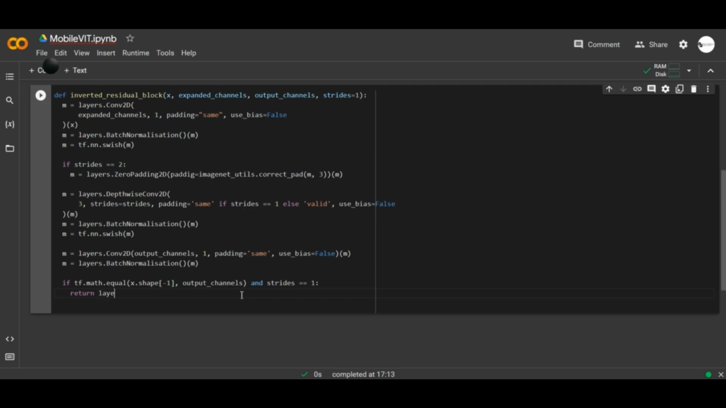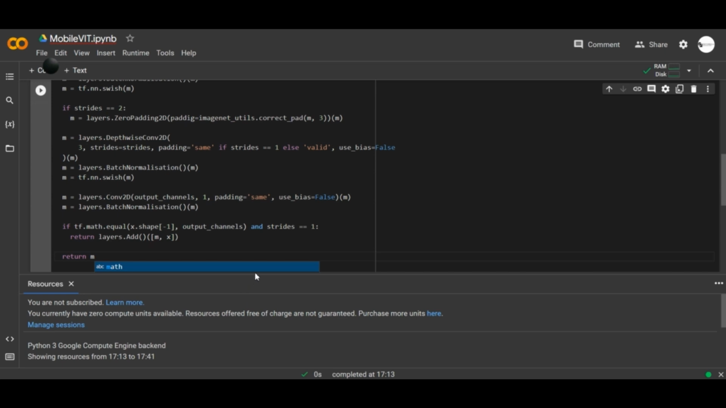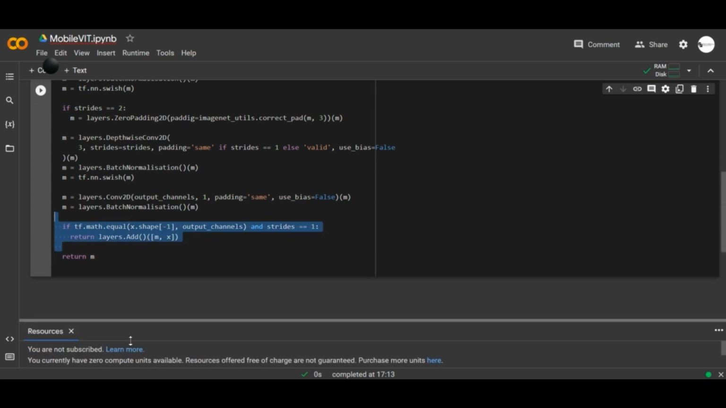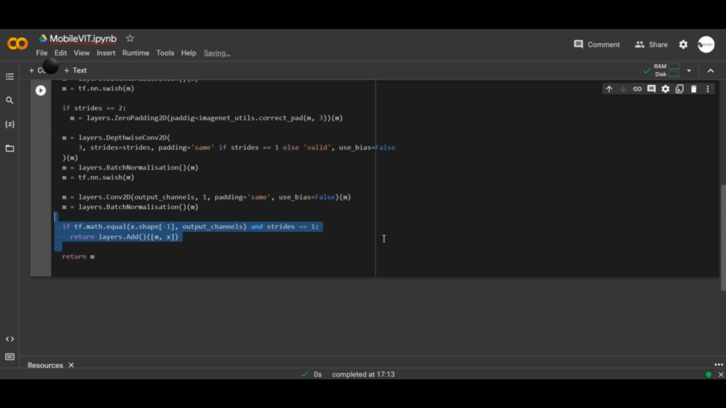So that's why when stride equals to 1, then we can add the input and the output. Okay, so here I think I have to do this. Then I can say take the output, which is M, take the input, which is X. However, if this is not the case, you can return M. You don't have to add the skip connection thing. Okay, so yeah, I think that's all. Let's move to another block.